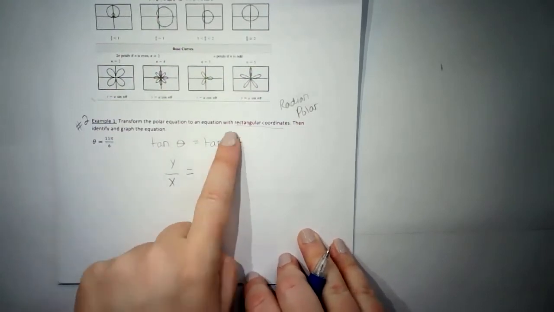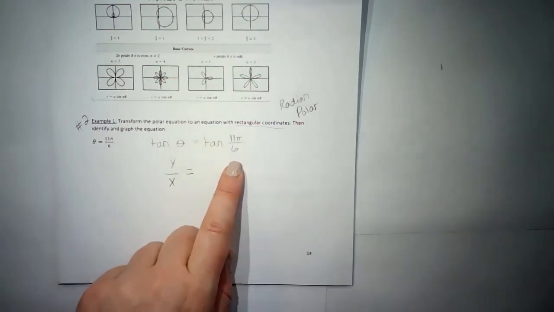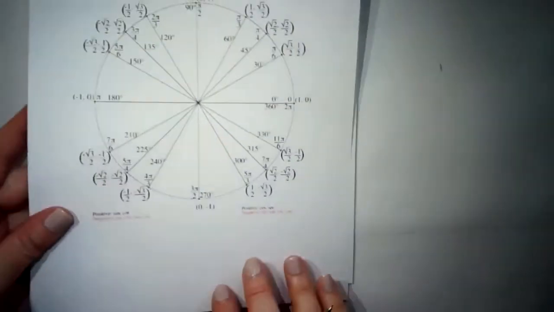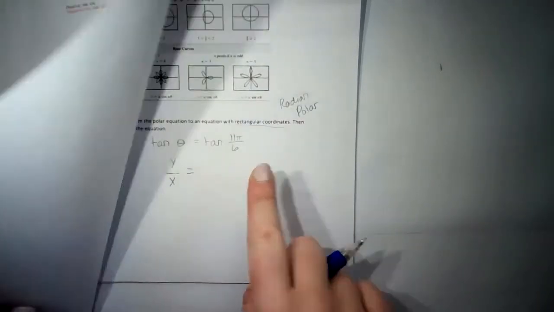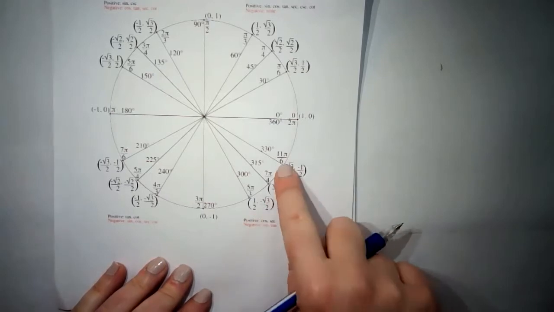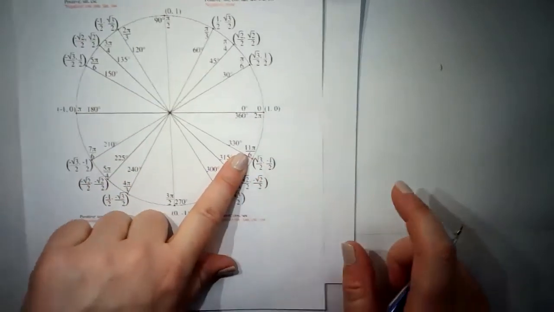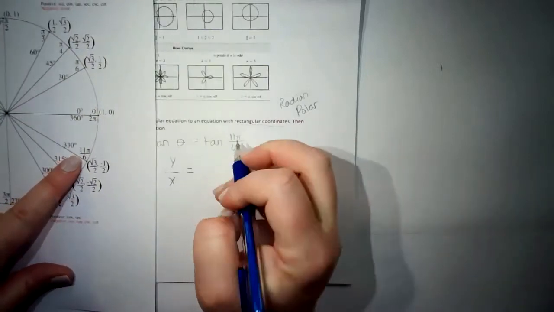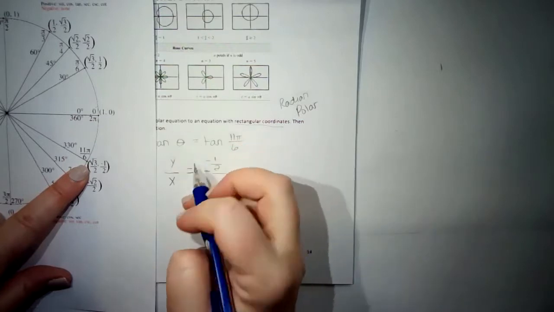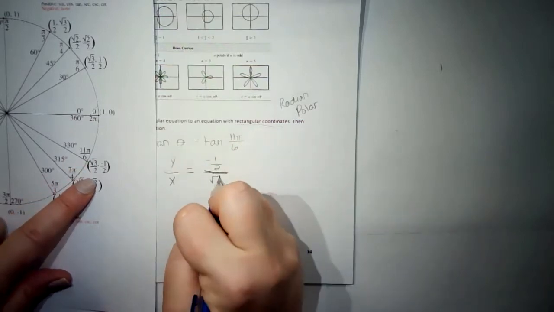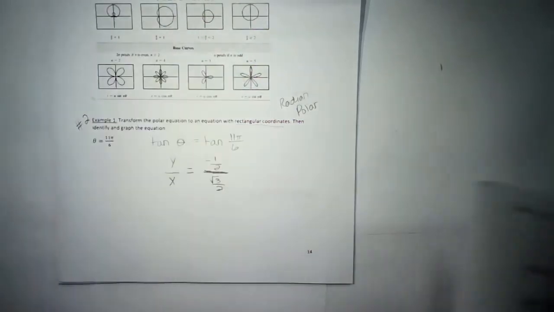Over here, I want to get rid of tangent and I want to get rid of this angle measure. Well, that's where this comes in. If I look up tangent of 11 pi over 6, here's 11 pi over 6, here's my y, here's my x. So tangent of 11 pi over 6 is going to be -1 over root of 3 over 2. And that came right off the unit circle.